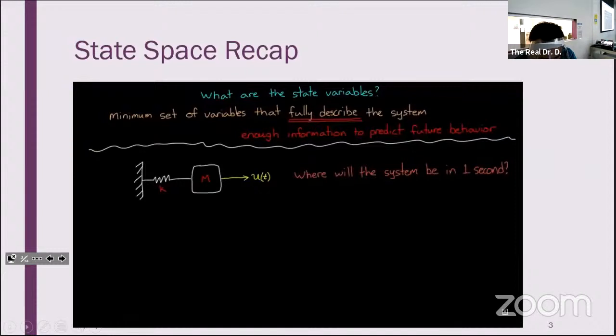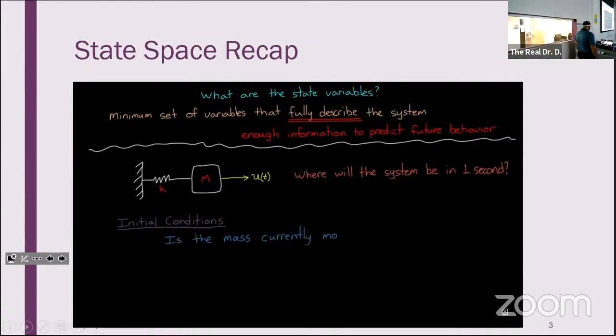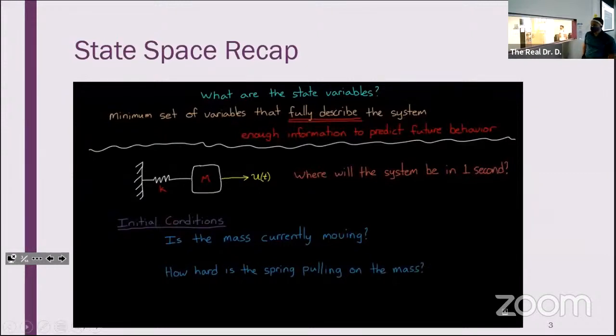But this only tells you part of the story because you don't know what you might call the initial conditions for the variable parts of the system. Is the mass currently moving, and how hard is the spring pulling on the mass? Now, if we knew these two starting conditions, along with the system constants and inputs, then we would be able to predict where the mass would be after 1 second. So let's consider the first question. Is the mass currently moving? We would know this from the velocity of the mass, and velocity is variable since the mass would be oscillating back and forth, assuming there was some energy in the system.